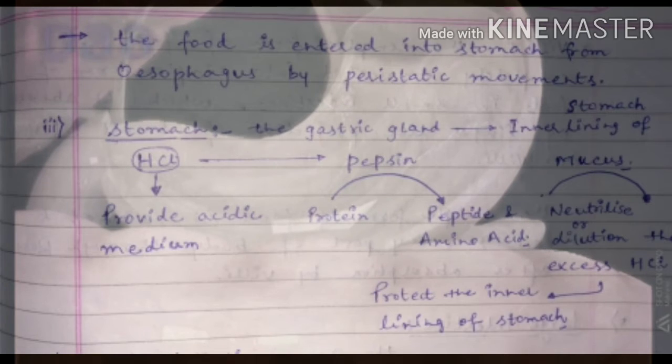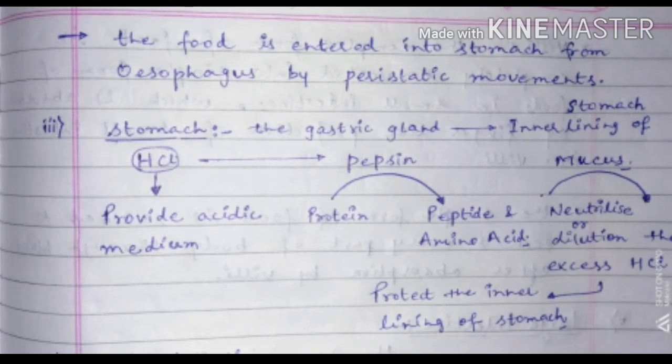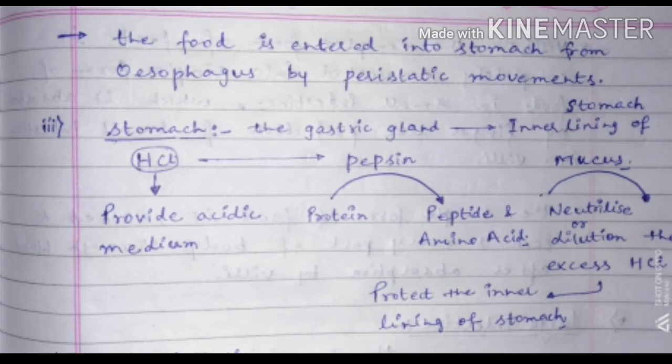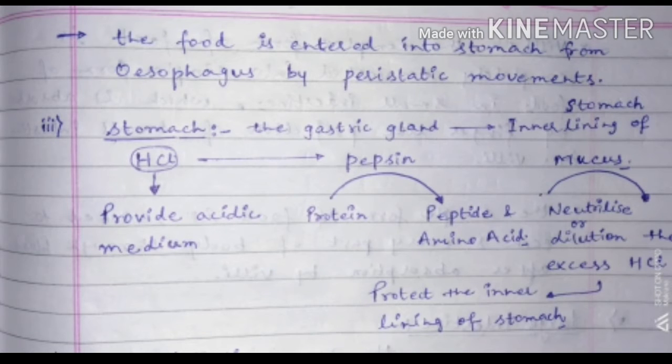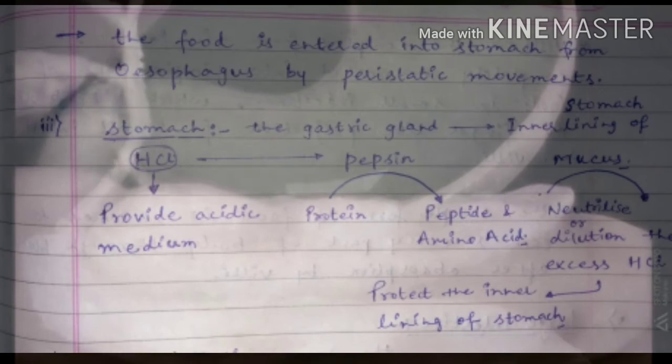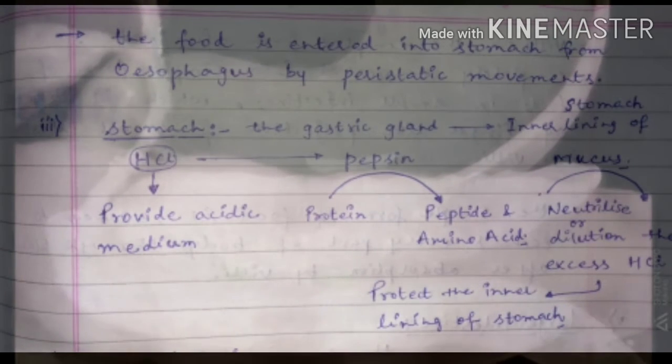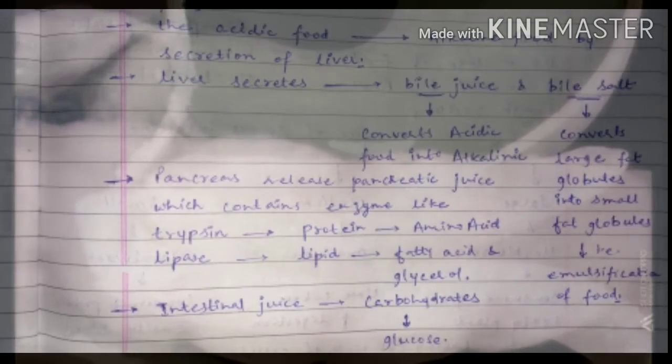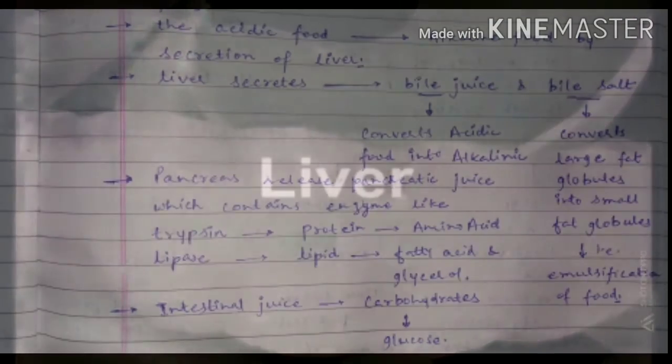Apart from that, there is mucus. Mucus dilutes the excess HCl, so it protects the inner lining of the stomach. Another function of the HCl is that it kills the germs present inside the food. So that much is the function of the stomach. Because of the HCl, the food is now acidic, and it is transferred into the small intestine.